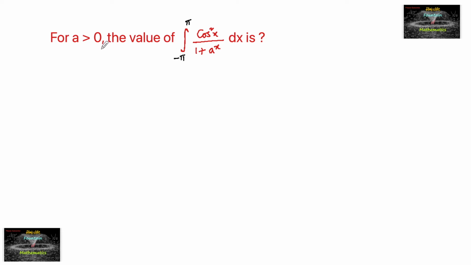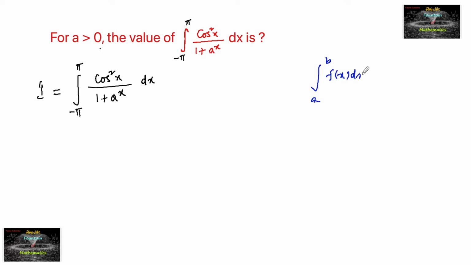For a greater than 0, it's positive, find the value of the integral from minus pi to plus pi of cos square x upon 1 plus a to the power of x dx. So let us consider the integral I equal to the integral from minus pi to plus pi of cos square x upon 1 plus a to the power of x dx. And let us use the property: integral a to b f of x dx is equal to integral a to b f of a plus b minus x dx.